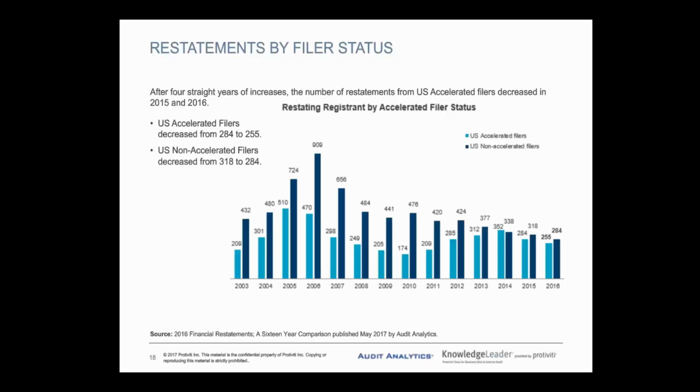And really, in taking a closer look at this chart, you can see that since 2006, non-accelerated filers have experienced a steady drop in the number of restatements from 909 all the way down to 284. Accelerated filers had a decrease in 2015 to 2016, but really since hitting a low of 174 in 2010, they've mostly experienced increases in the number of financial restatements they've been filing.